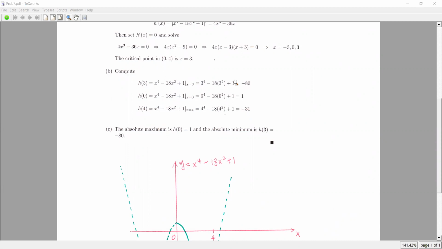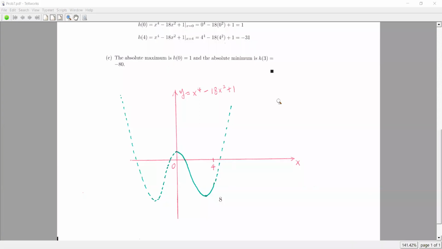And among these three function values, the smallest is negative 80. Negative 80 is the absolute minimum function value of the function over the given interval. The location of negative 80 is at x is 3.